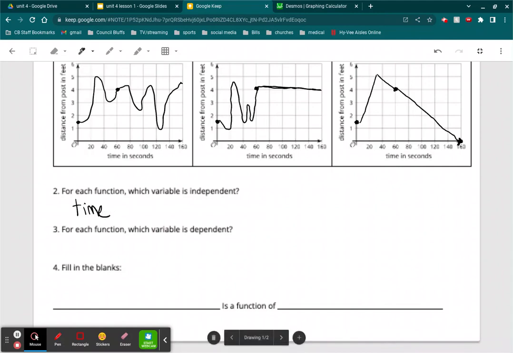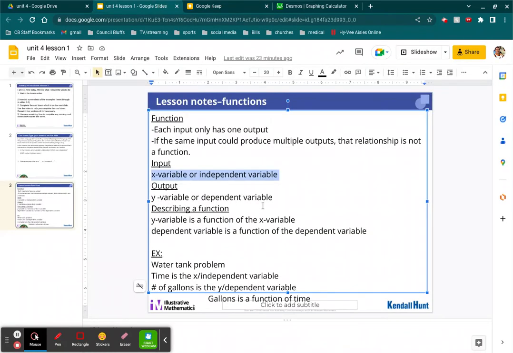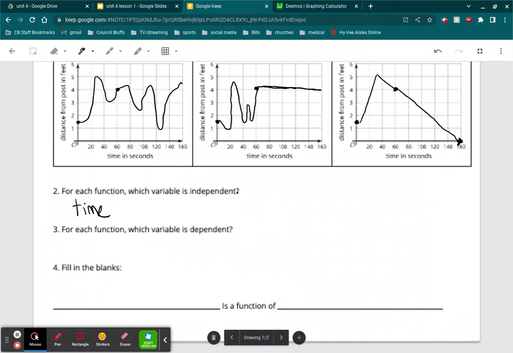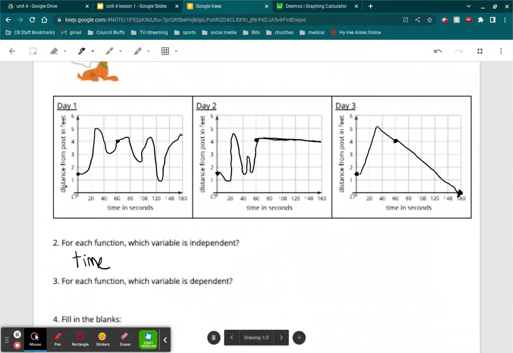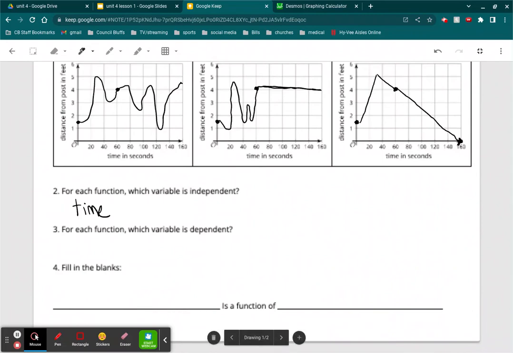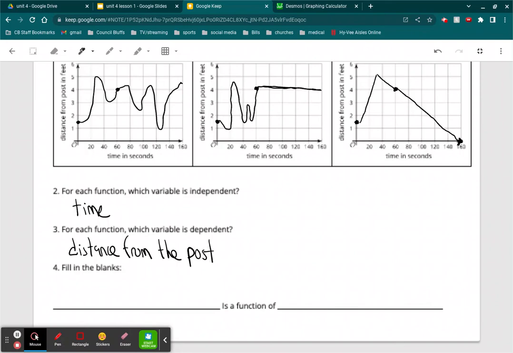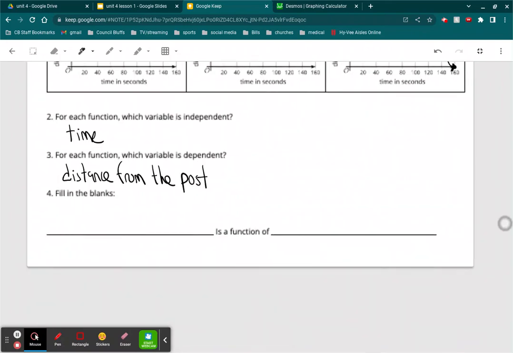Okay. For each function, which variable is dependent? Well, in this case, the dependent variable, if we go back to our lesson notes, is the y variable, the one that's on the y-axis. For each of these, the one that's on the y-axis is the distance from the post. So that would be the dependent variable: distance from the post. So that's number 3.